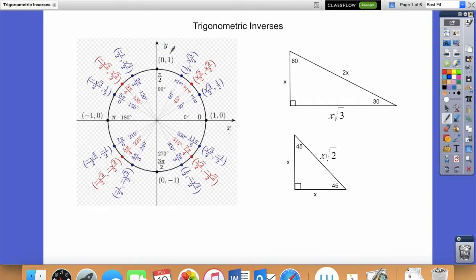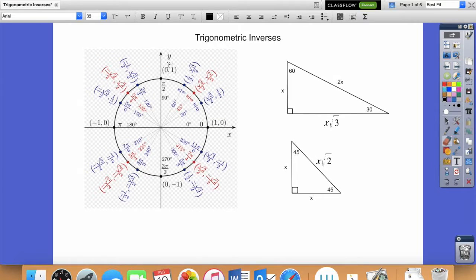When you're using your unit circle, you need to remember that cosine is always going to be your x value, and sine is always going to be your y value. Unfortunately my pen is not working today, so I have to do this a little harder. So when you're looking at these, for instance here at pi over 2, the cosine of pi over 2 is 0 and the sine is 1.